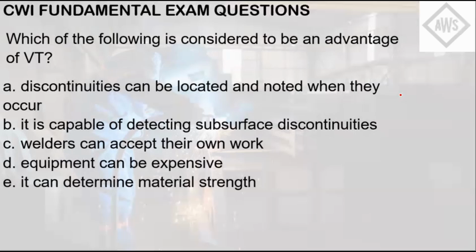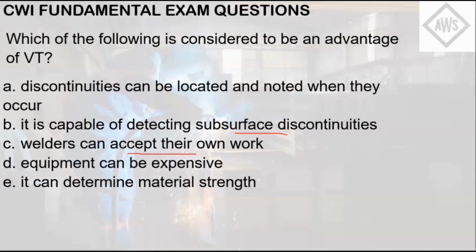The big advantage of visual inspection is that it can detect a discontinuity before the welder puts on another pass in the weld. Just an example, right? For letter B here, it is just not possible with the naked eye and without the assistance of other NDT methods. You cannot detect subsurface discontinuities with your own eyes because it is hidden. Letter C, you want to avoid this. Welders can accept their own work because there must be an oversight with the welder's work in order for a proper quality control procedure to happen.